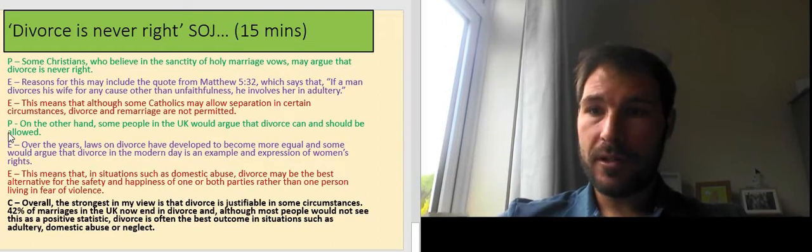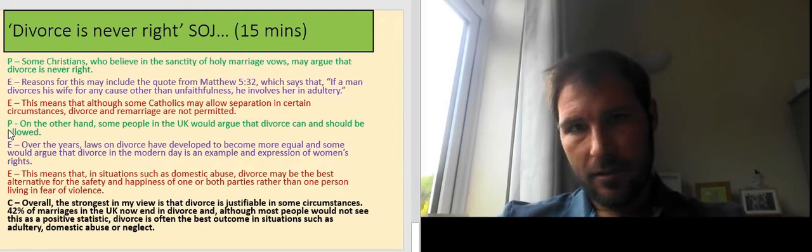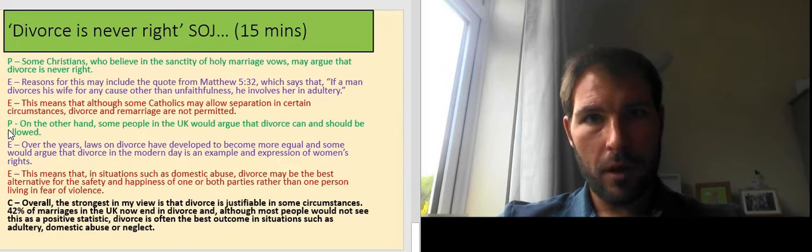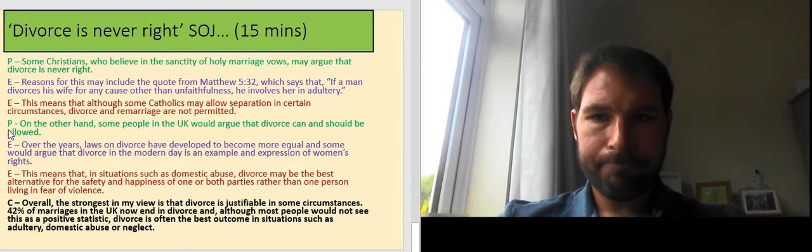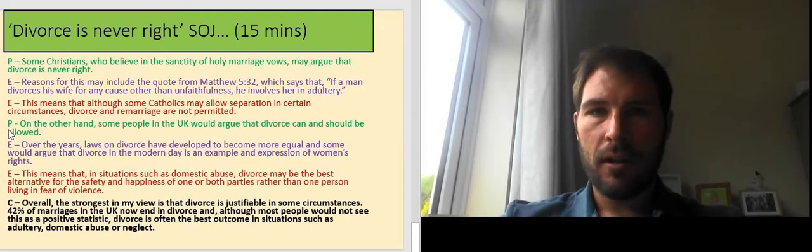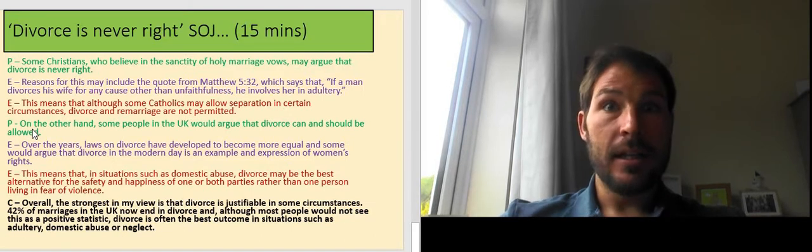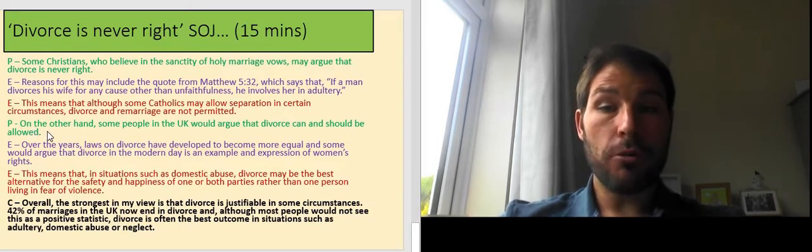The opposed point. On the other hand, use a connective like although or however or on the other hand, contrastingly, but make sure you do use that connective. Write it in a second paragraph as well. On the other hand, some people in the UK would argue that divorce can and should be allowed.